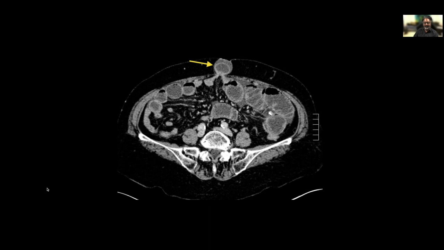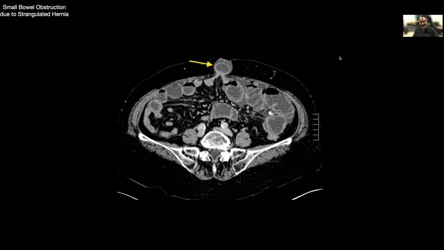And what does that look like? That's part of the bowel that permeates the anterior abdominal wall. Correct. Like an umbilical hernia. Yeah, could be an umbilical hernia. And is it causing an obstruction? You can see, yep, that's correct. Yes. Correct. So small bowel obstruction due to strangulated hernia.